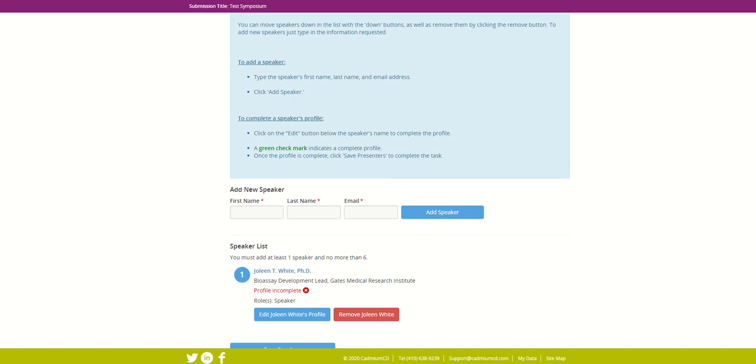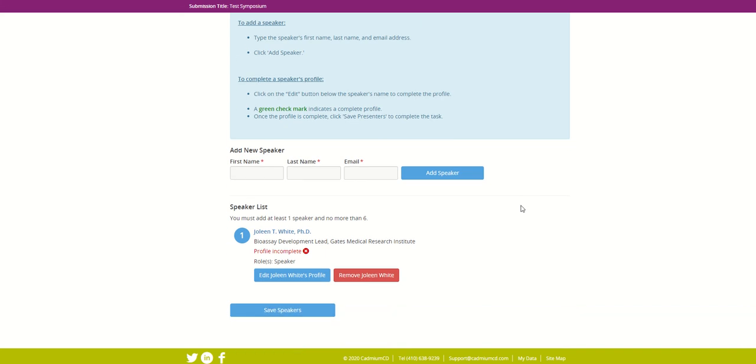And that's fine. What you'll see here is that again, it's first name, last name, email, but you no longer have that section where you picked what type of role they had, moderator, organizer, or speaker. So you're just putting in the speakers here. No more than 6 reflects that you may have several speakers you would like to propose.